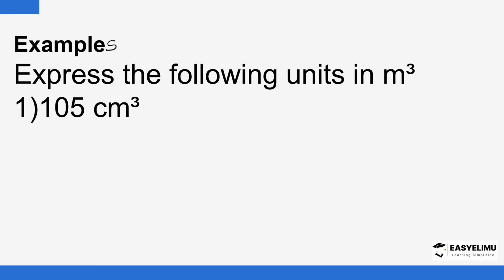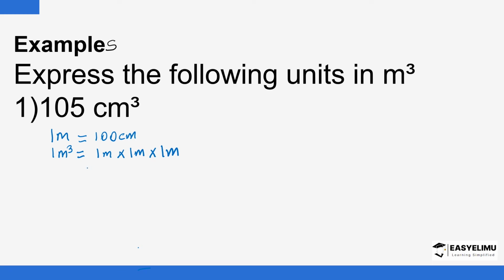So we have the first one: express the following units in cubic meters. The first one is this one here. What you know from our previous discussion on length is that 1 meter is equivalent to 100 centimeters. So if you have 1 cubic meter, what this means is that you are taking 1 meter and another 1 meter and another 1 meter and multiplying them. Basically, you multiply that 1 meter 3 times.